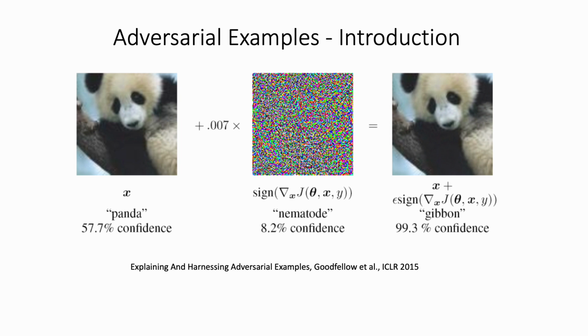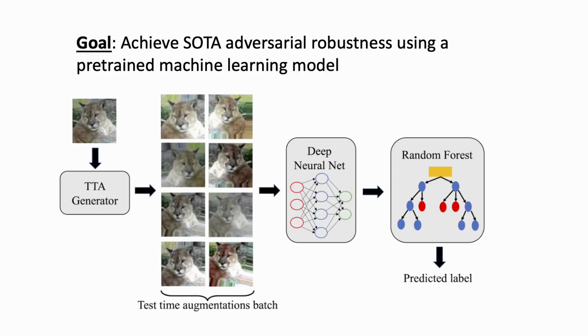We propose a simple and easy-to-use strategy to robustify any pre-trained deep neural network without modifying its weights. This is the flow chart of our model. First, test-time augmentations are generated and fed into the pre-trained deep neural network. Next, we collect the deep neural net's logit outputs.